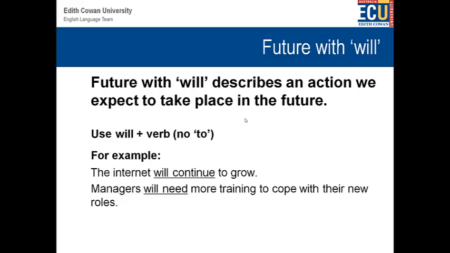We often use future with will to describe an action we expect to take place in the future, like for a prediction. So for example, we use will and verb. We don't use the to. For example, the internet will continue to grow. Managers will need more training to cope. So will plus verb. Will plus verb. It's a fairly easy way to talk about the future.